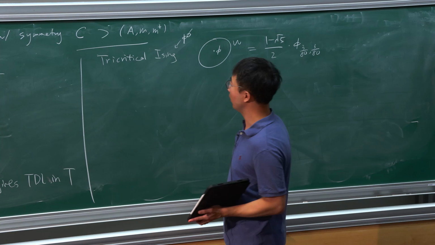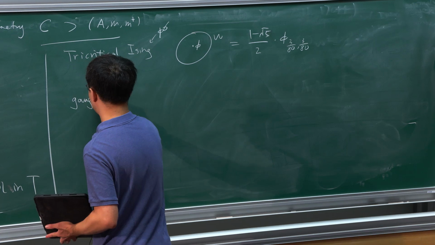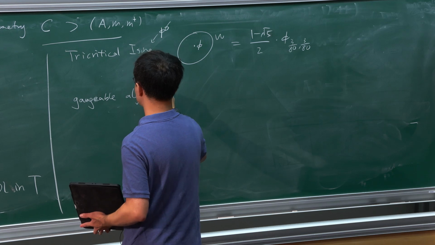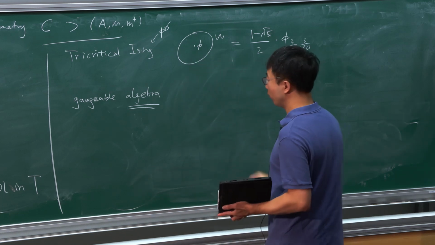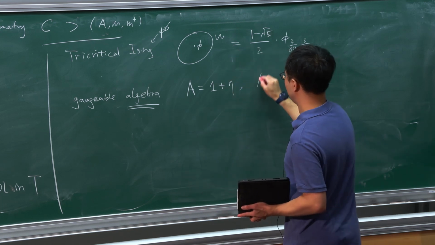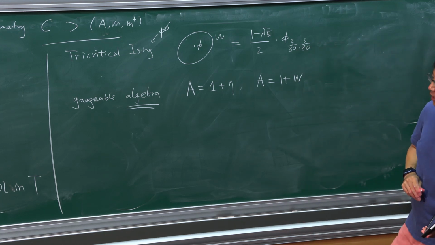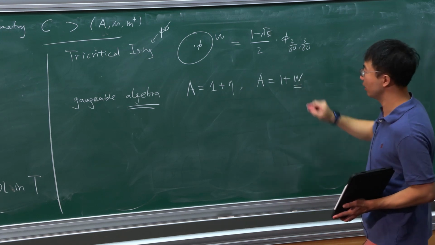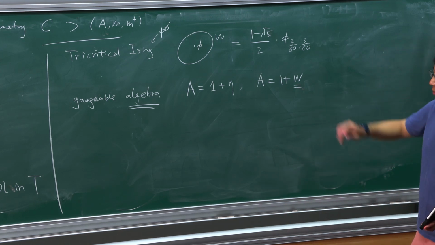And you can ask, what are the symmetries that can be gauged in this theory? The symmetries that can be gauged are gaugeable algebras. So again, it amounts to saying what the objects are and what the morphisms are. And you find the gaugeable algebras are of the following form. 1 plus eta, which is the one that we already know, comes from gauging the Z2 symmetry. But there's another interesting one coming from 1 plus W, where W is the generator of the Fibonacci symmetry.